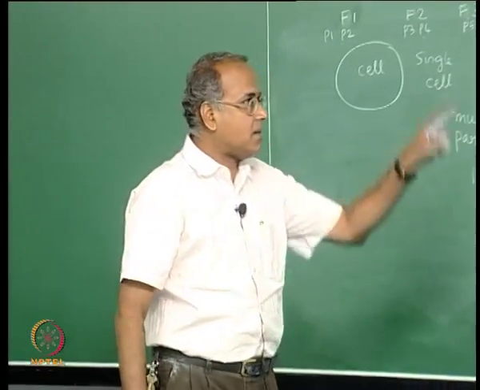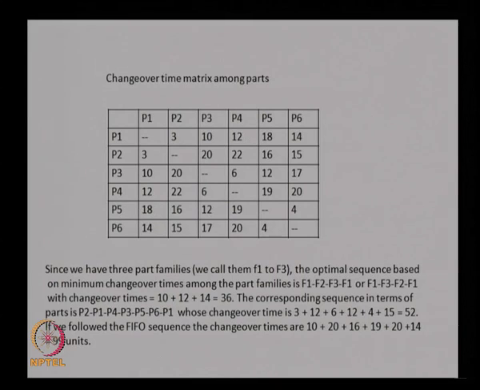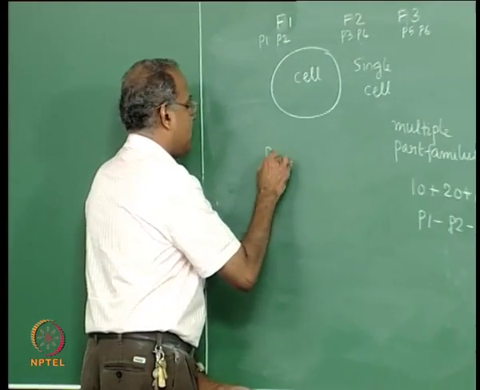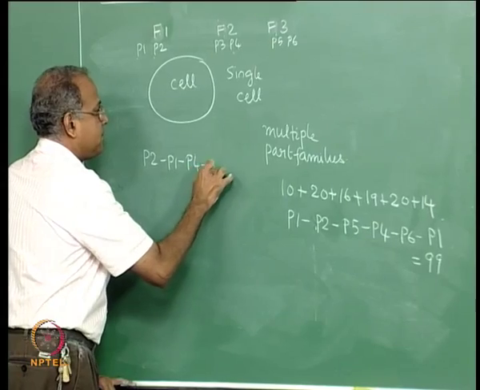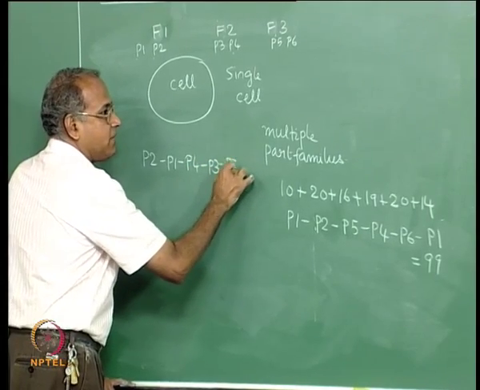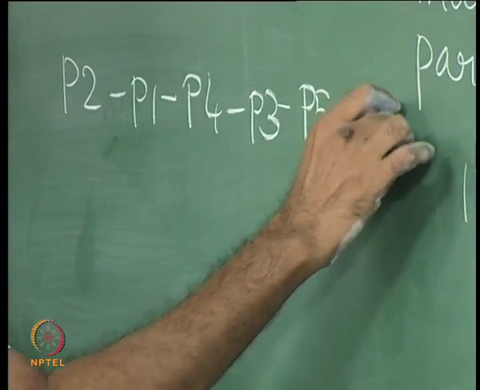But then we look at part families here. There are 3 part families. P1, P2 is one part family, P3, P4 is another part family, P5, P6 is a third part family. So we should look at part family based scheduling, which could give us P2, P1, and from there P4, P3, from there P5, P6, and then we go to P2.